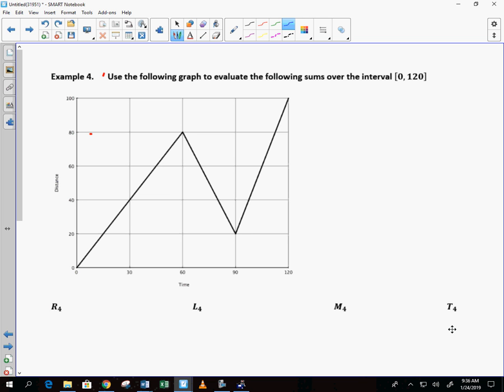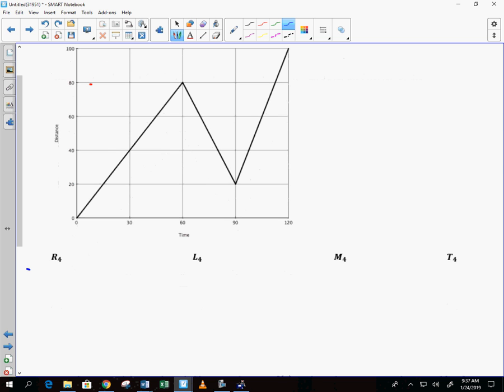So we've done it by looking at table values. We've done it by looking at a function. And we now want to be able to look at the graph. So right hand of 4. What's going to be the width of each rectangle? 30. So I have 30 times, where do I evaluate the first height? At 30. And what is the first height? 40.